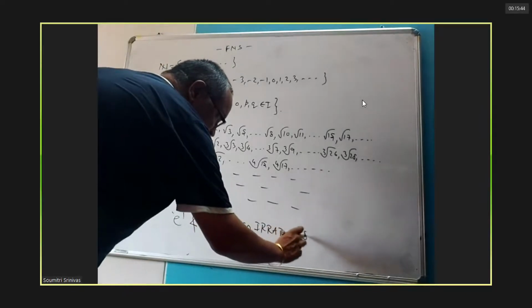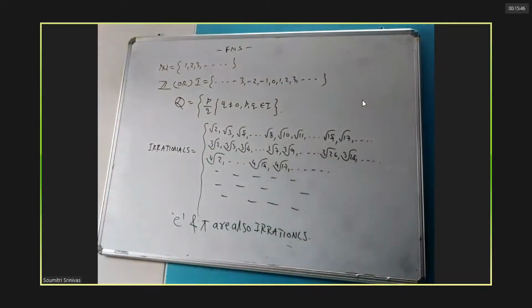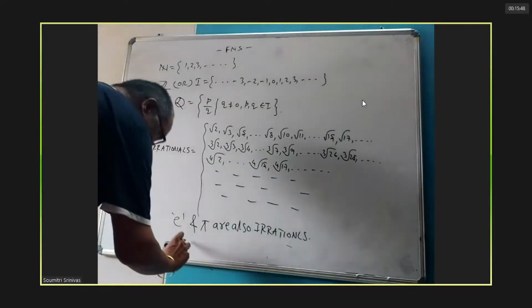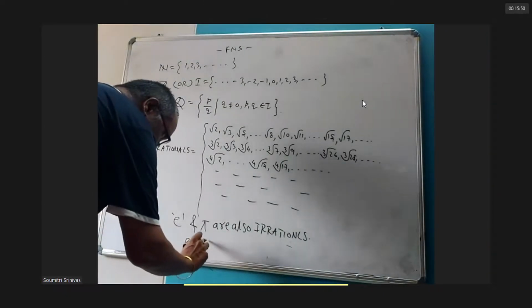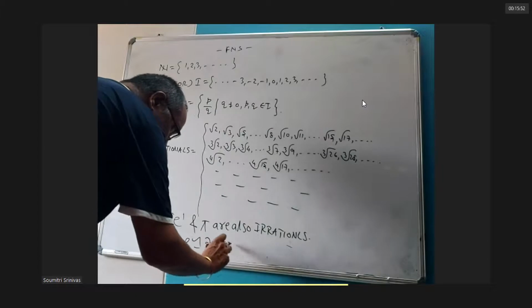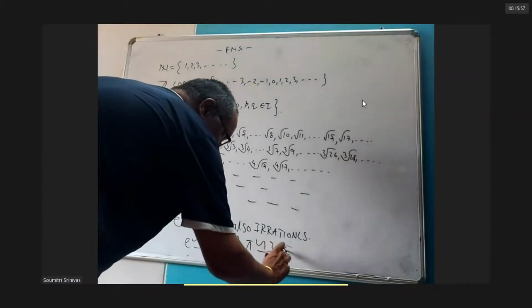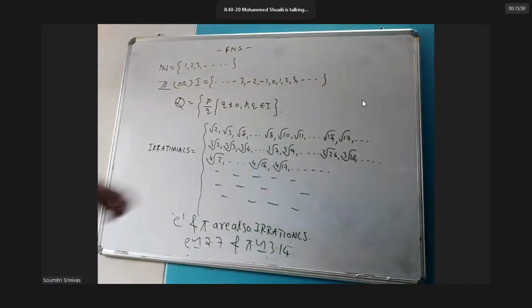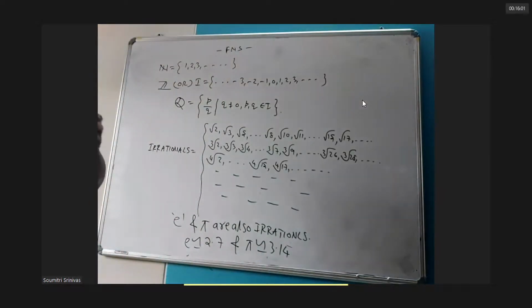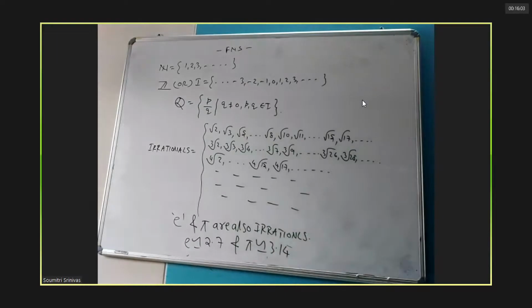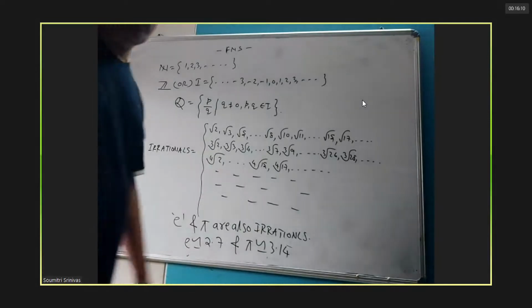Remember, we write only their approximate values. What is the value of E? 2.7. And pi? 3.14. This was there in the notes in the month of July. It's only a quick recall.